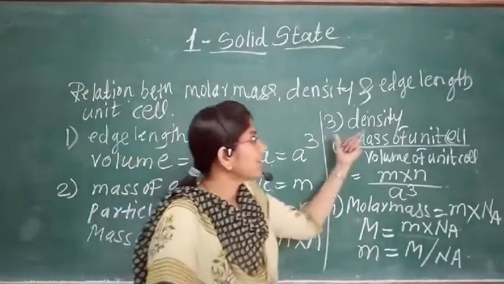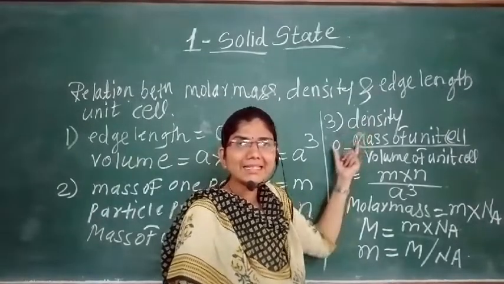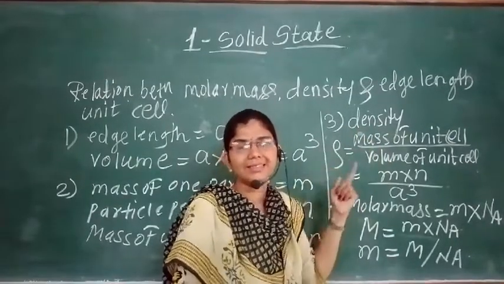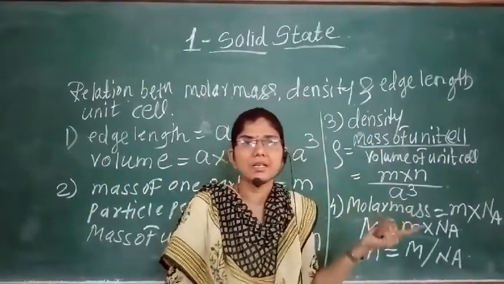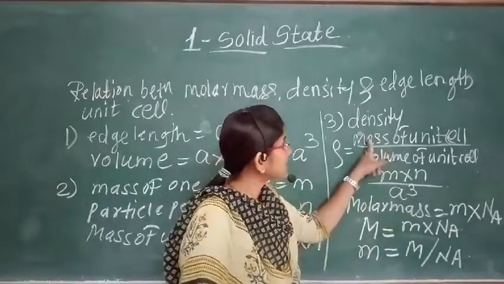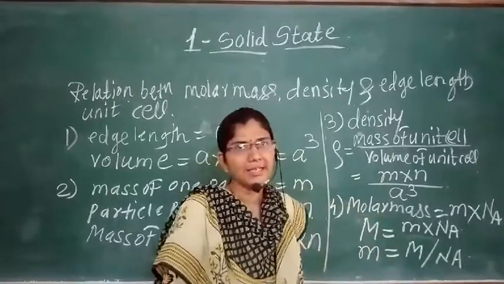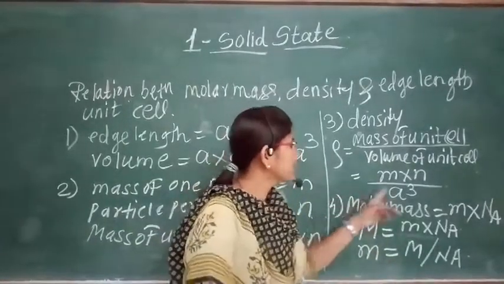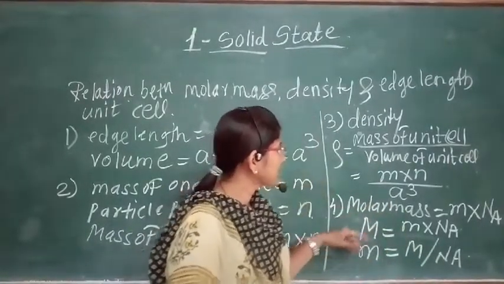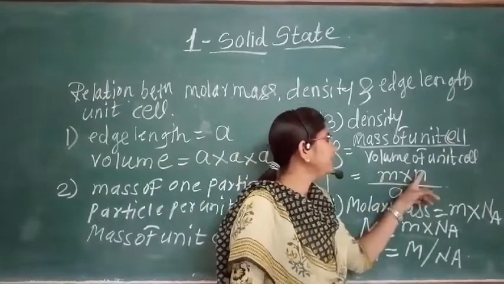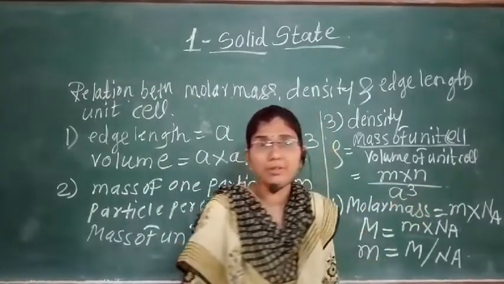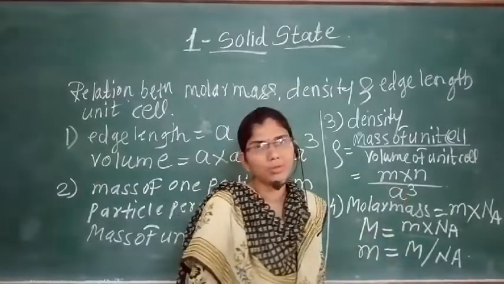Then next, what is meant by density? The density of a unit cell, the density of a substance, is equal to the mass of a unit cell divided by the volume of a unit cell. And here we know the mass of the unit cell: mass is equal to m into n, divided by the volume of the unit cell, A cube.